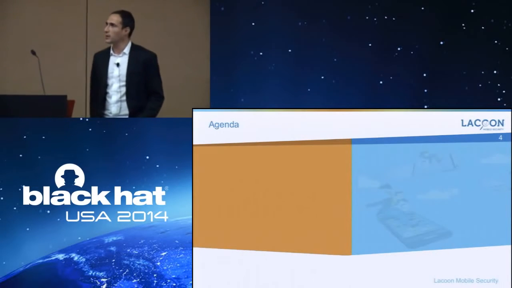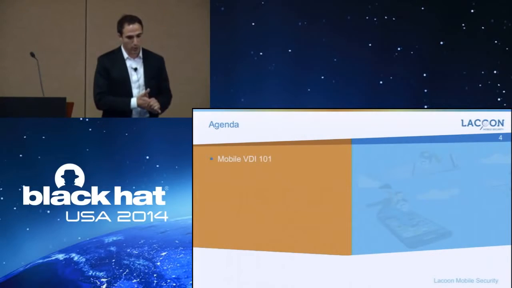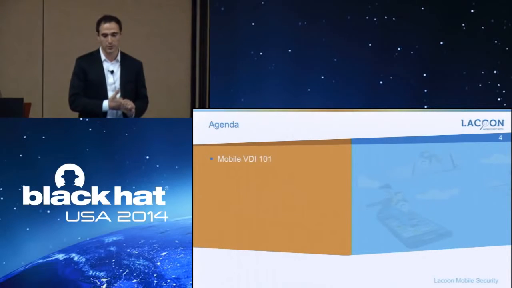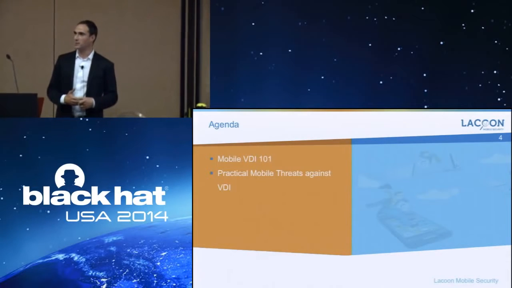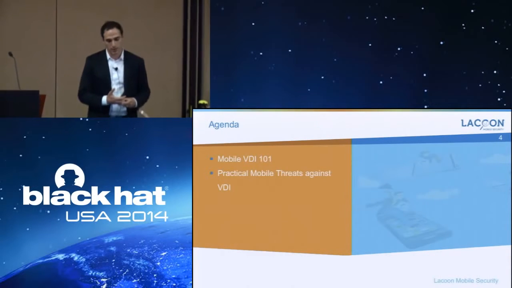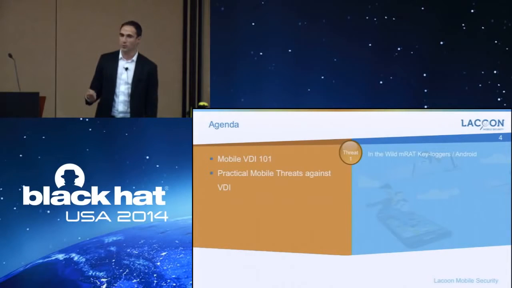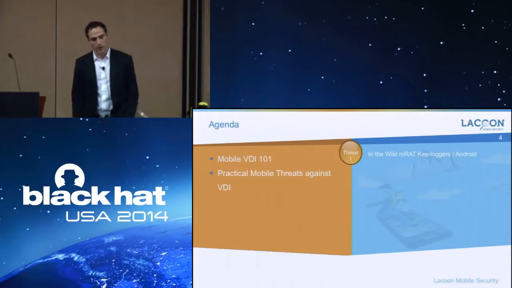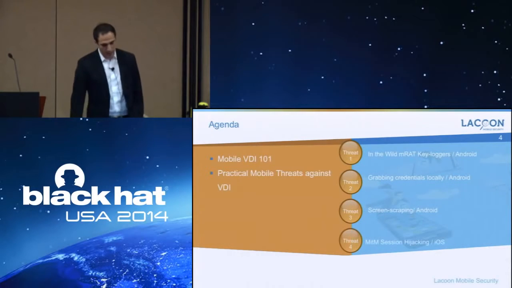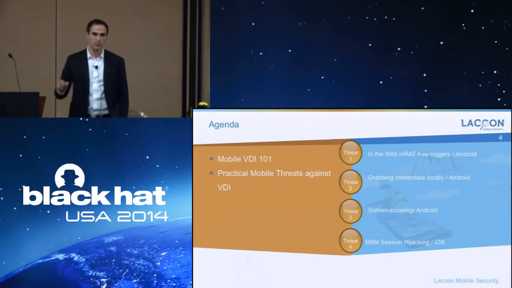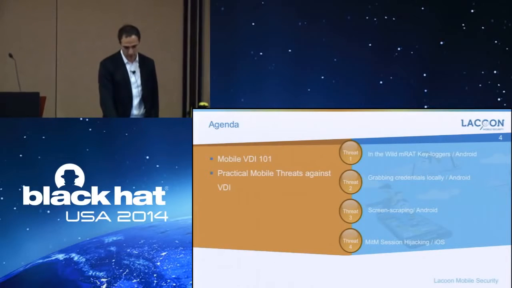So let me give you a quick agenda about what we are going to talk about today. Clearly, the first thing is to give a quick overview about mobile VDI, basically why and how VDI solutions are being used for mobile devices. And then we will go through a series of exercises about how those attacks are being conducted in the wild. We will show you live demos of several of those attacks, essentially how mobile remote access trojans, which is essentially off-the-shelf malware, are able to attack those solutions using keyloggers, credential theft, and screen scraping, and also a very interesting attack, especially on iOS devices, called a malicious configuration profile, a sort of man-in-the-middle attack, and how that can compromise a VDI solution.